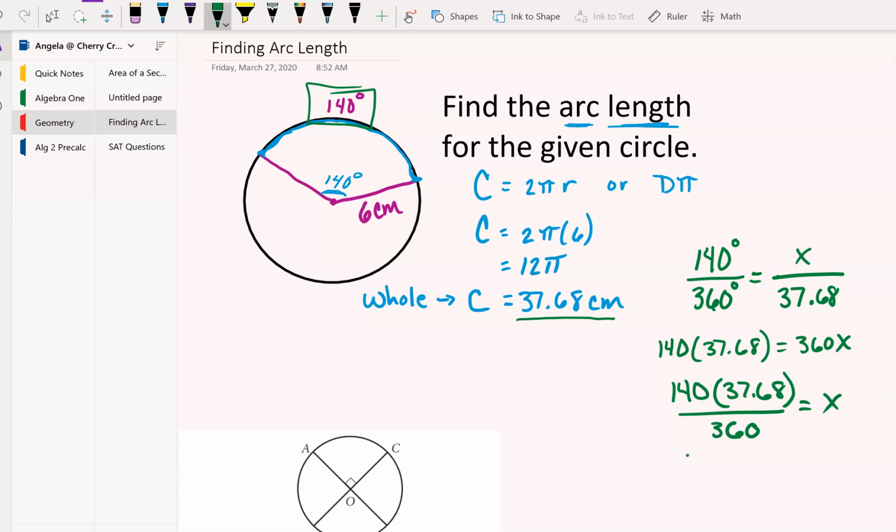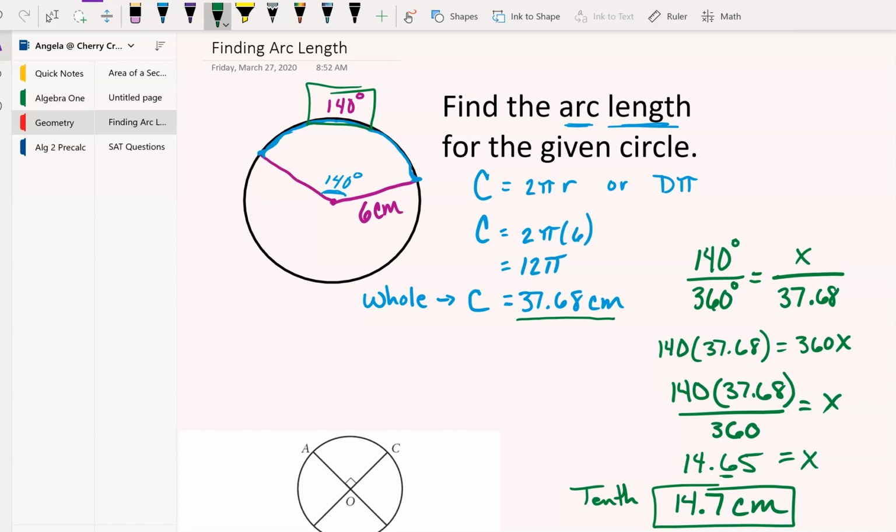So we get a value of 14.65 centimeters. And if I was rounding to the nearest tenth of a centimeter, the nearest tenth would be this place right here. So if rounding to the nearest tenth of a centimeter, 14.7 centimeters is our arc length. Okay?